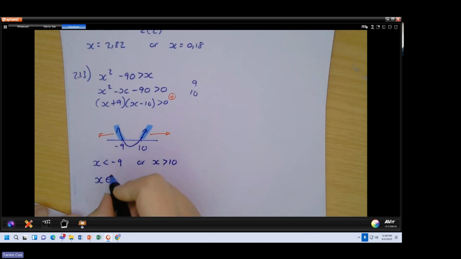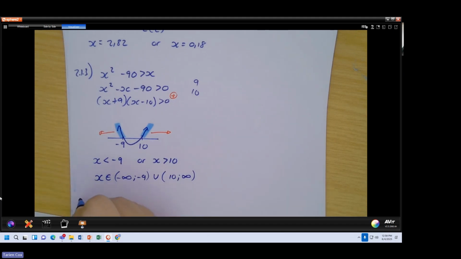You just write it in inequality notation from -infinity to -9, or from 10 to +infinity. The question wasn't included, so it will not be included.